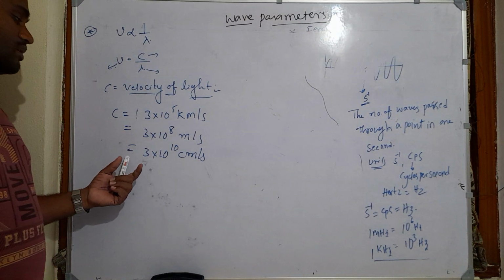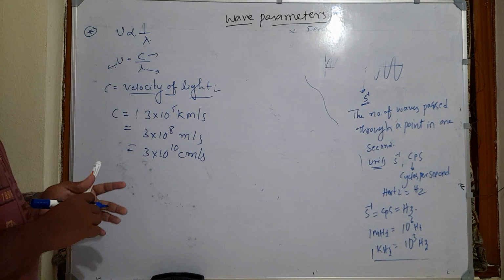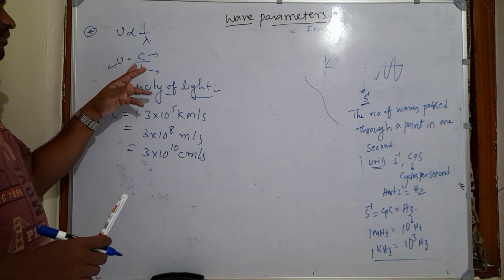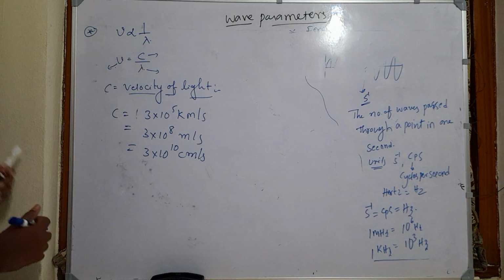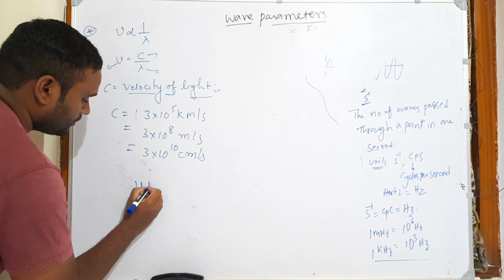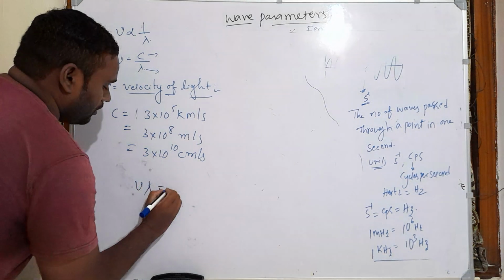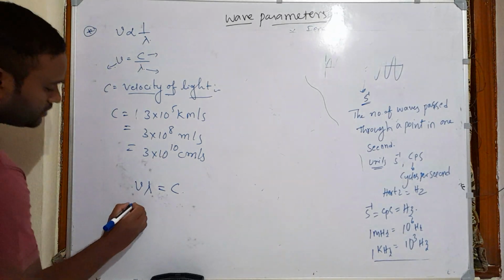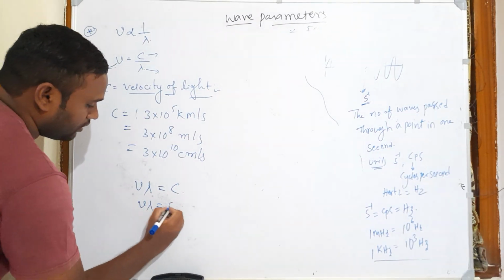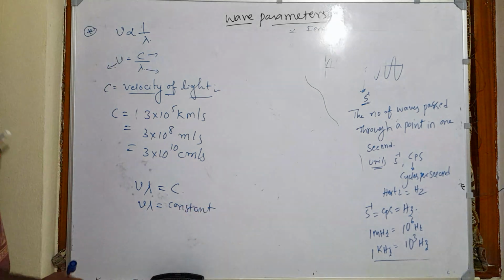The velocity of light is always constant, so it is independent of the frequency and wavelength. The product of frequency and wavelength is equal to the velocity of light, which means nu into lambda is equal to a constant.